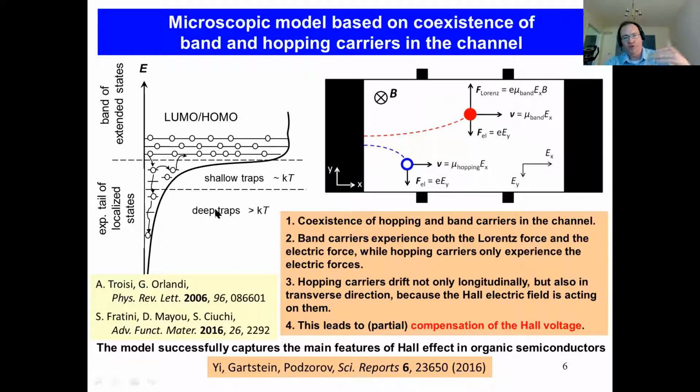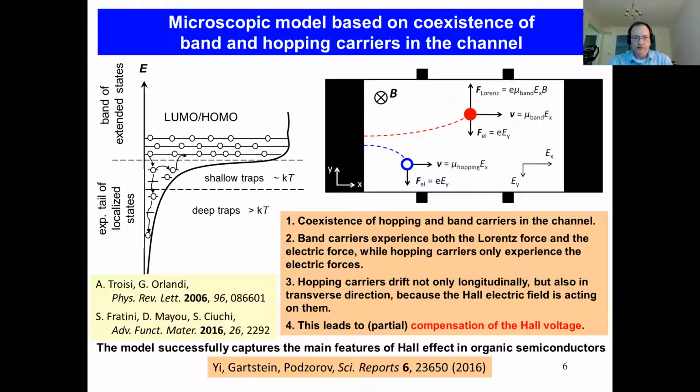And so when you pour charges into such a system, you fill all the states to a certain level, and you would always have a coexistence of carriers that exist in the band, the band-like carriers, and also carriers that are moving in the shallow, localized states, the hopping carriers. If you consider the coexistence of these band carriers, shown here schematically by the red dot, and hopping carriers, you would come to the conclusion that even though the band carriers experience Lorentz force and electric forces, the hopping carriers only experience the electric forces, but no Lorentz force. And so the whole electric field produced by the band carriers would be pushing the hopping carriers in the opposite direction, and they would compete with the band carriers in the development of the Hall voltage, causing at least partial compensation of this Hall voltage.